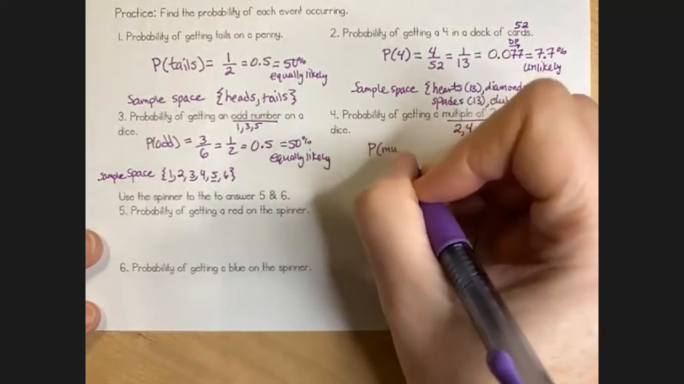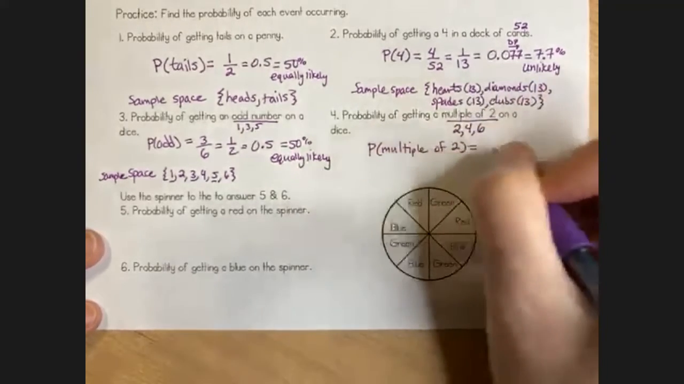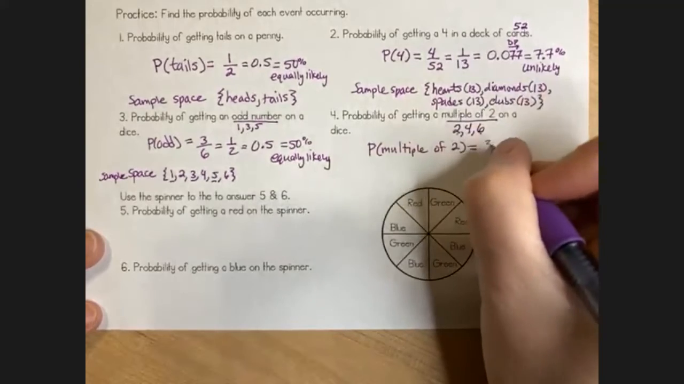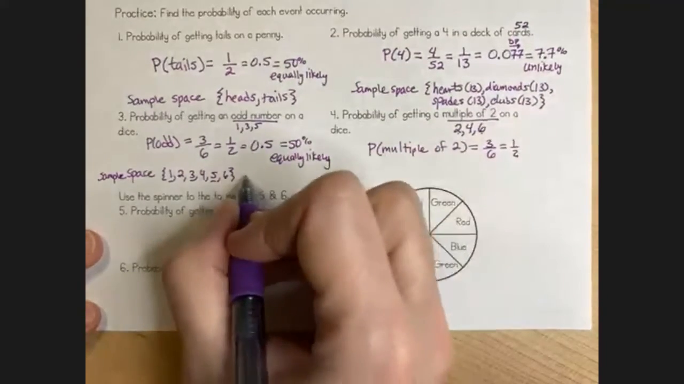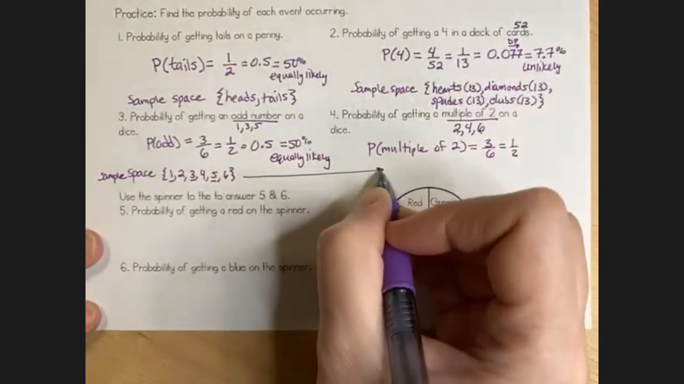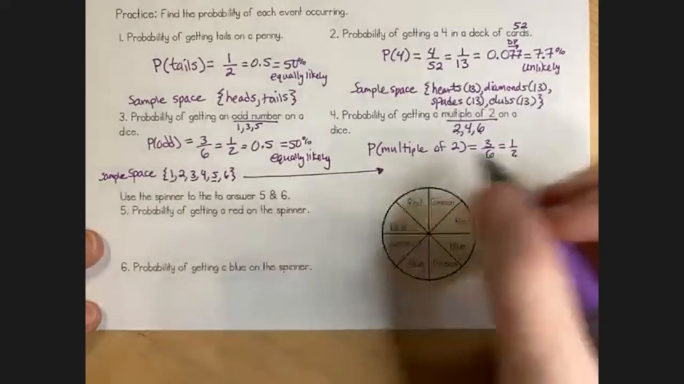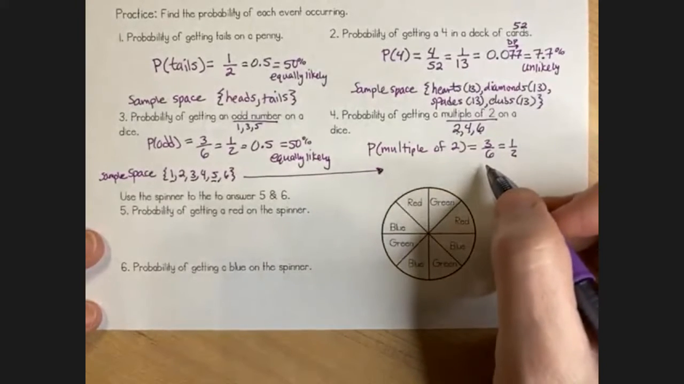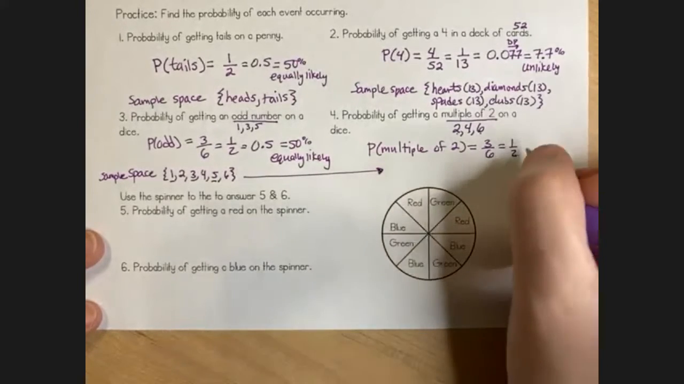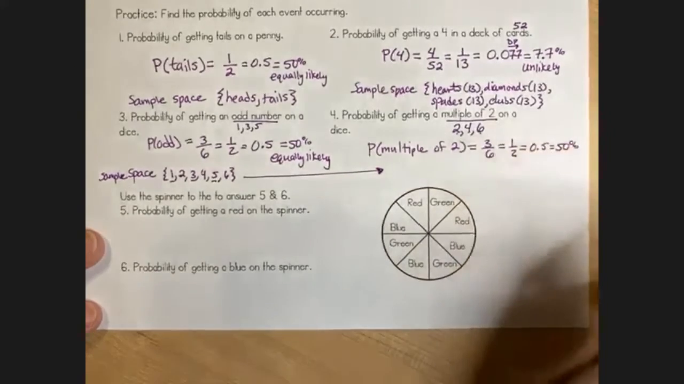And this is going to look like this: probability of multiple of 2. There are 1, 2, 3 possibilities out of 6, which is a half. And I'm not going to go back to listing the sample space because the sample space is the same here as it is here. And so that's just a ditto. My sample space is any of the digits 1 through 6 on a die. And again, this is going to be 0.5 or 50%.